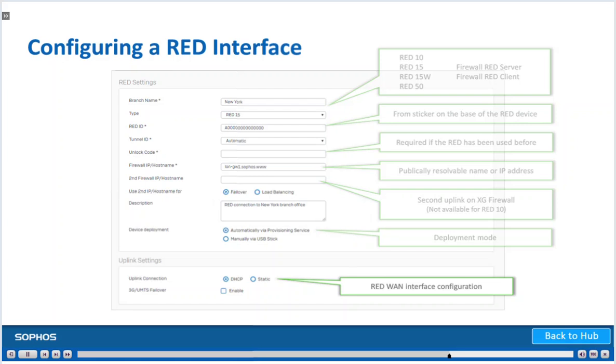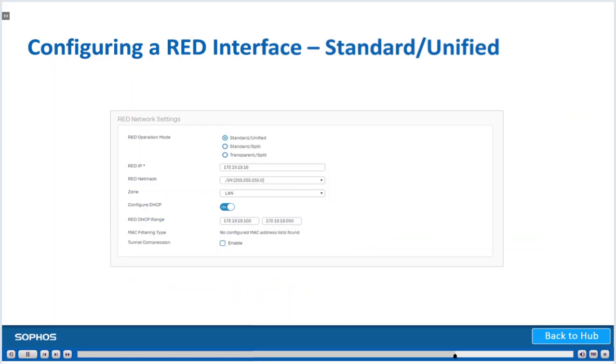If a UMTS device is attached to the USB port of the RED, you can enable this as a failover WAN connection. All of the settings covered so far are common for all 3 modes of deployment. In the RED network settings, you can select the operation mode for the RED device, and depending on the mode you select, the options that need to be completed will be different.